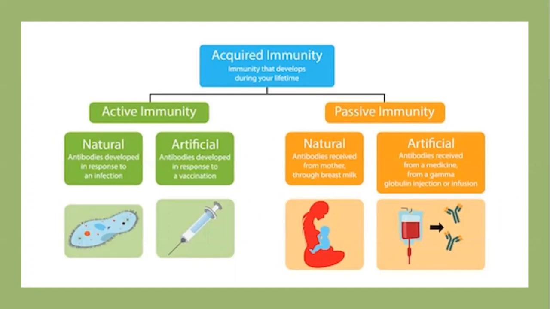So, natural active immunity is when a person develops an infection, then artificial through vaccination, then natural passive immunity, from mother to baby, usually through breast milk. And we have the passive artificial immunity. They are the antibodies received from a medicine, from a gamma globulin injection or infusion.